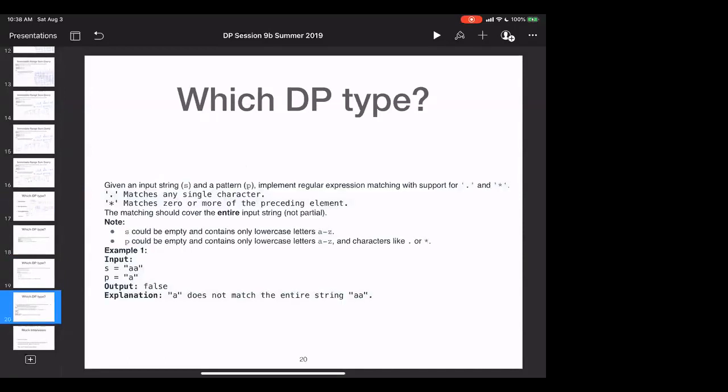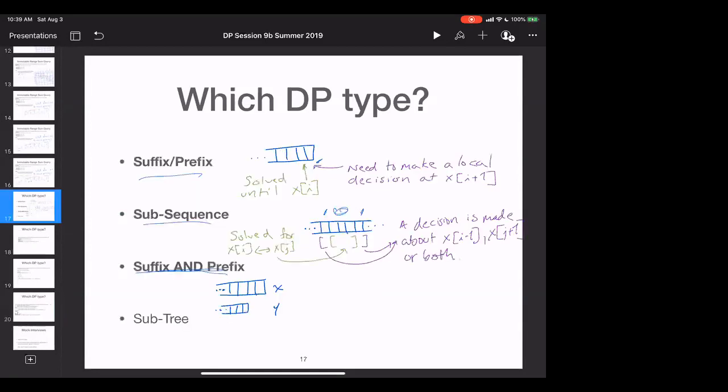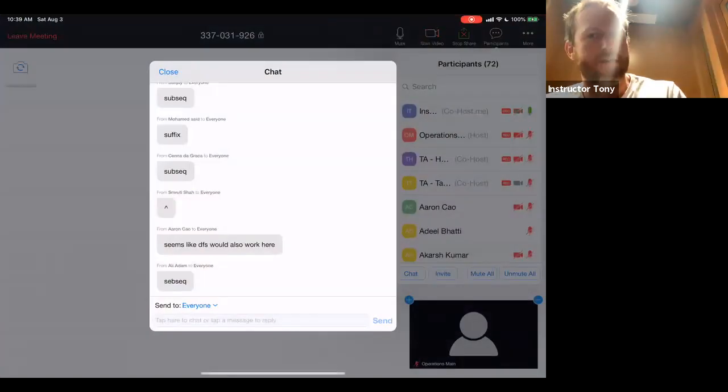Okay, final one, a bit harder. Given an input string S and a pattern P, so this would be like a regex pattern P, implement regular expression matching with the support for dot and star. Dot means match any single character, star means matches 0 or more of the preceding elements. The matching should cover the entire input string, not partial. So basically what you want is that the pattern matches the entire string. So it's not a partial match, like the first half of the letters or something, or finding some subsequence. And some of the special notes aren't really necessary for trying to figure out what type this is. So we have that pattern, and then we have this other string. So what do we think that the DP type might be in this case?